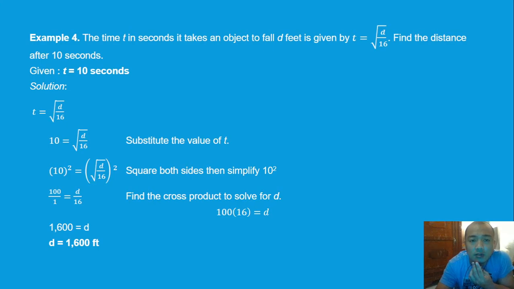Next, the time in seconds it takes an object to fall d feet is given by t equals square root of d over 16. Find the distance after 10 seconds.